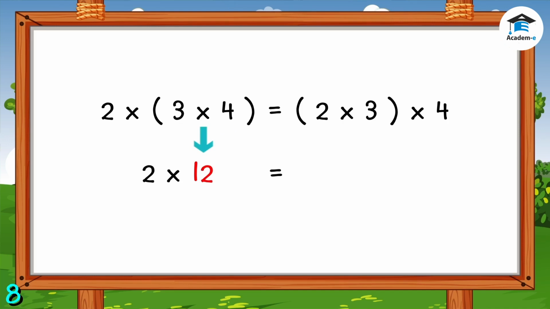Then we need to multiply 12 by 2. And the product is 24. So the associative property makes it easier for us to get the product. Next, what if we group 2 and 3? 2 times 3 is 6. And 6 times 4 is 24. So the grouping of factors does not affect the product.